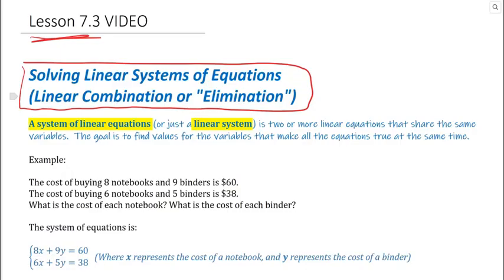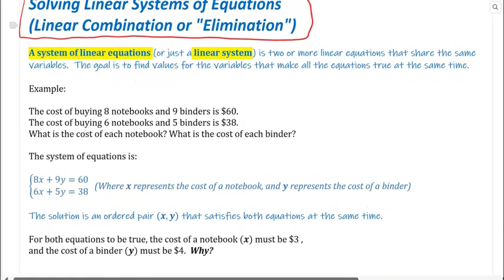Now remember, a system of linear equations, or just a linear system, is two or more linear equations that share the same variables. The goal is to find values for those variables that make the equations true at the same time. Now, a real-world example is right here. The cost of buying 8 notebooks and 9 binders is $60, and the cost of buying 6 notebooks and 5 binders is $38. What's the cost of each notebook? What's the cost of each binder?